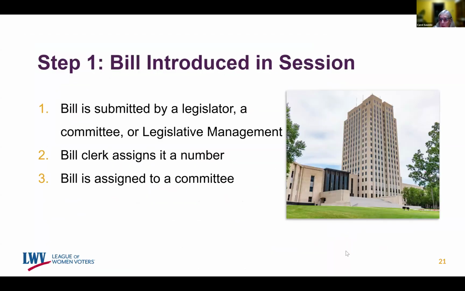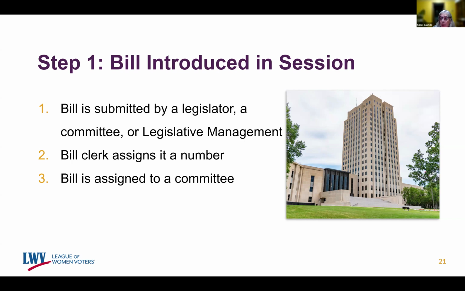The bill is submitted by a legislator, a committee, or legislative management, which is a group of legislators that do this sort of thing. Once a bill is submitted, the bill clerk assigns a number to it. All House bills, all things that go through the House first, their numbers start between 1001 and 1999 if they went that far. All the ones in the Senate start with 2001 and go through the 2000s.